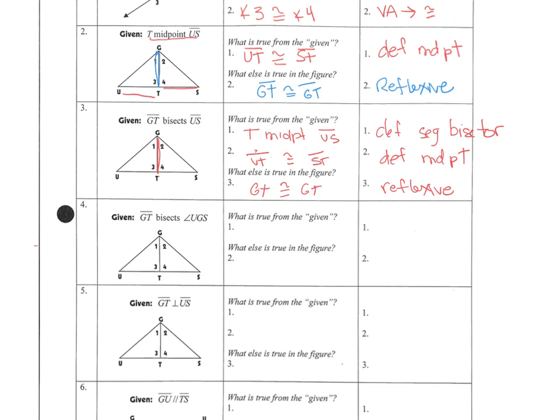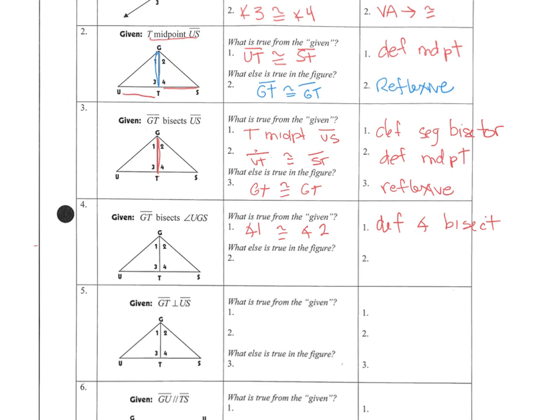All right, so looking at number 4. Number 4, we have segment GT bisects the angle UGS. What is true from the given information? And so what we're going to look at is that since it's an angle bisector, then we need to say that angle 1 is congruent to angle 2. And the reason why is that is the definition of an angle bisector.